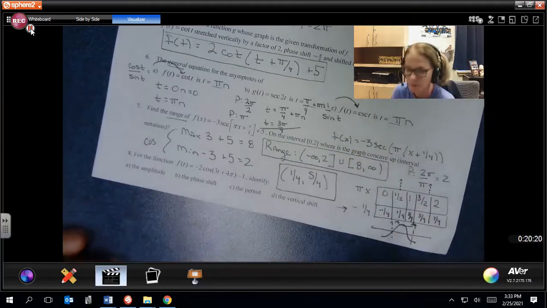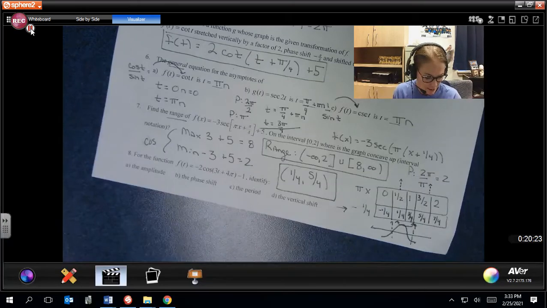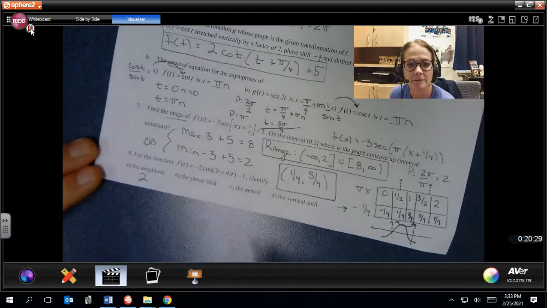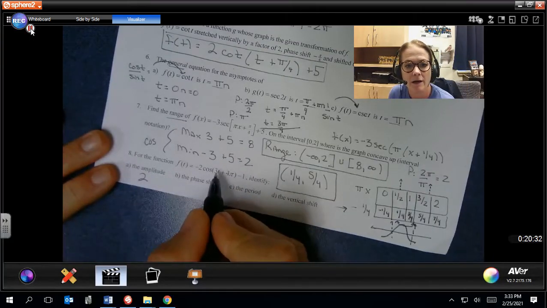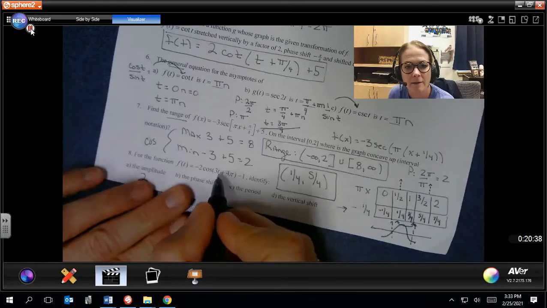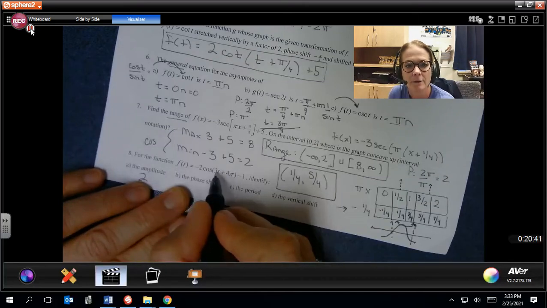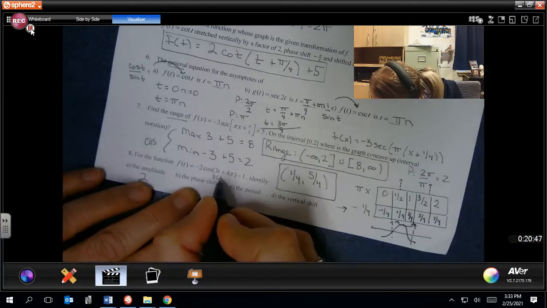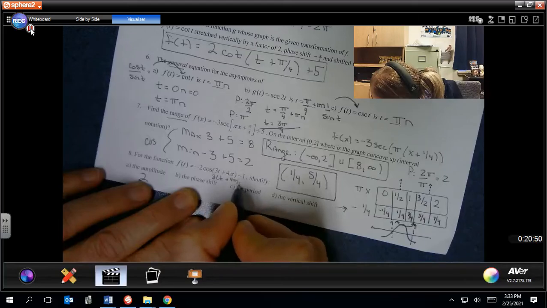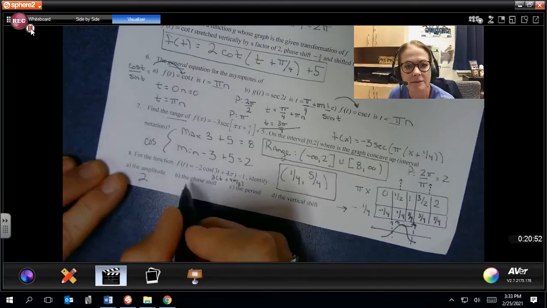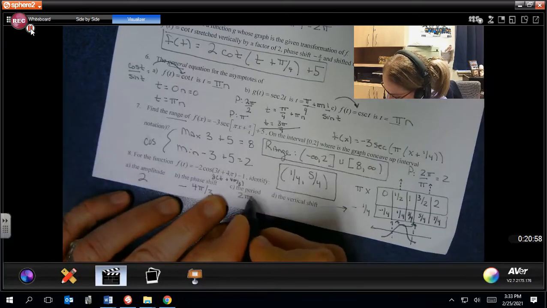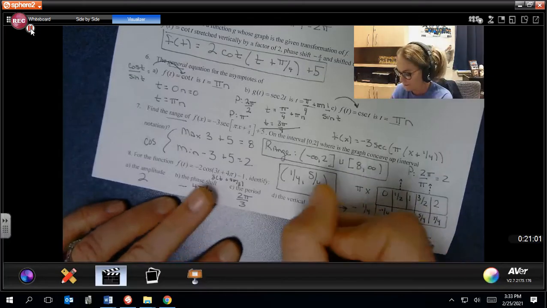All right, last one here. For the function blah, blah, blah, what are all of these things? All right, amplitude 2. Remember, amplitude is always positive. Phase shift, factor out the 3. And when I factor out the 3, I'm going to get 4 pi over 3. So divide by 3, right, to factor out that 3. And that'll be 4 pi over 3. All right, so phase shift then is going to be left 4 pi over 3. And period is going to be 2 pi over that 3. And vertical shift is -1.